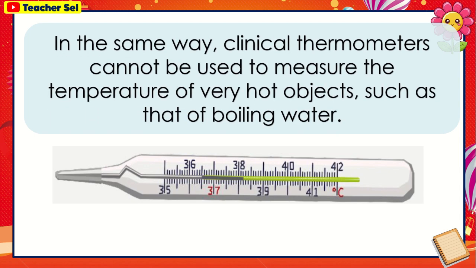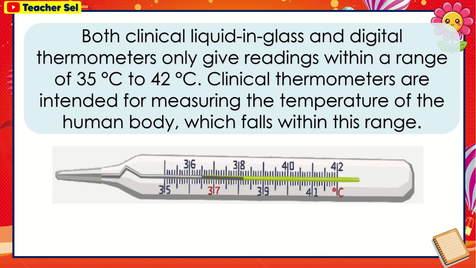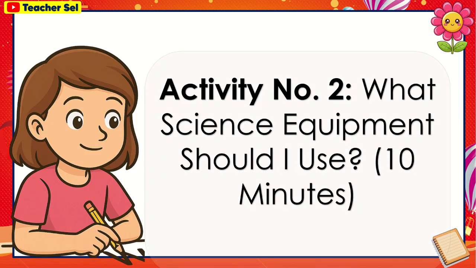In the same way, the clinical thermometers cannot be used to measure the temperature of very hot objects, such as that of boiling water. Both clinical liquid in glass and digital thermometers only give readings within a range of 35 degrees Celsius to 42 degrees Celsius. Clinical thermometers are intended for measuring the temperature of the human body, which falls within this range.